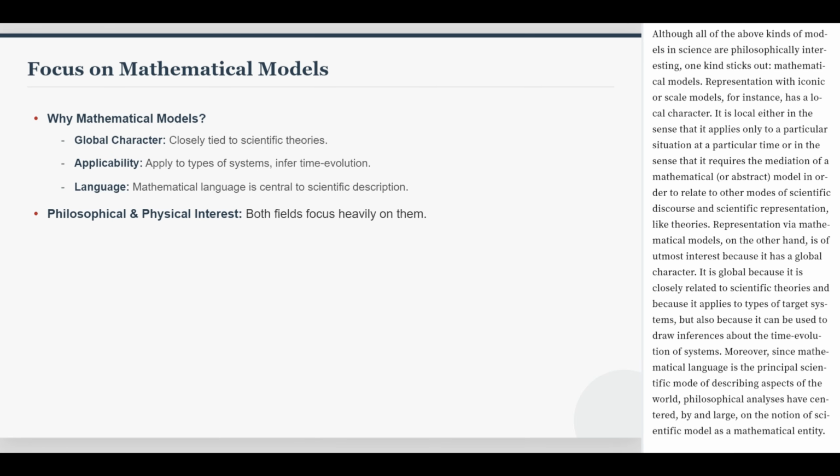Second, they're incredibly powerful for making predictions about how systems change over time. If you know the state of a system now, a good mathematical model can tell you what it will be like later. And third, let's be honest, math is the lingua franca of science. When scientists talk about the world in precise terms, it's usually through mathematics. So, no wonder both philosophers dissecting the philosophy of science and physicists doing the actual work spend a lot of time thinking about these mathematical constructs. That's where we're heading next.